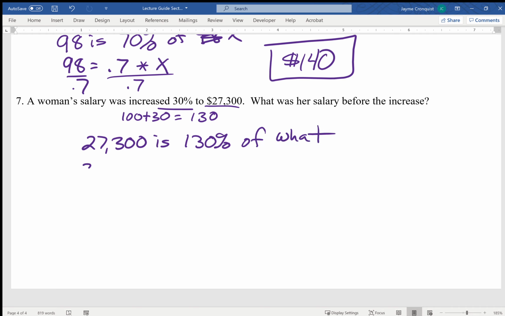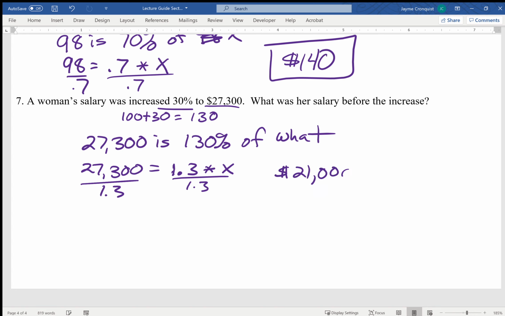Okay, so 27,300 equals 1.3 times x. Divide both sides by 1.3. $27,300 divided by 1.3 is 21,000. So her original salary was 21,000. Okay, and we are done. All right, we'll see you in class.